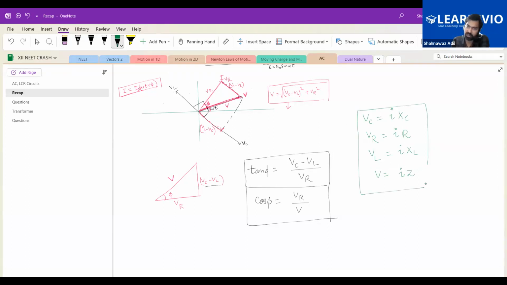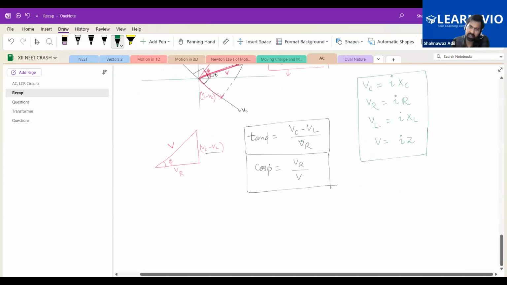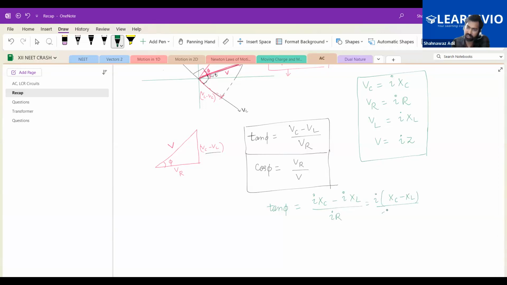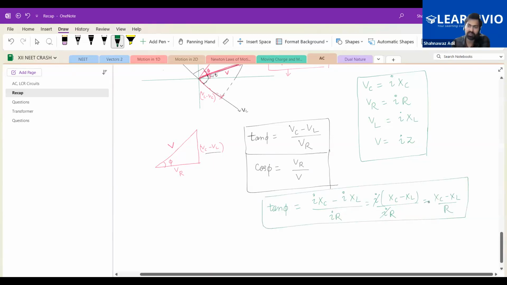If we put back all these values, we will get tan phi, the phase. VC is I XC minus VL is I XL, divided by IR. We take I common, this is XC minus XL divided by IR. So I cancels, and this is simply XC minus XL by R. So this is another definition of the phase.